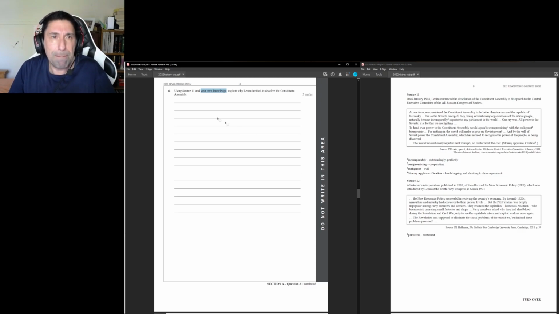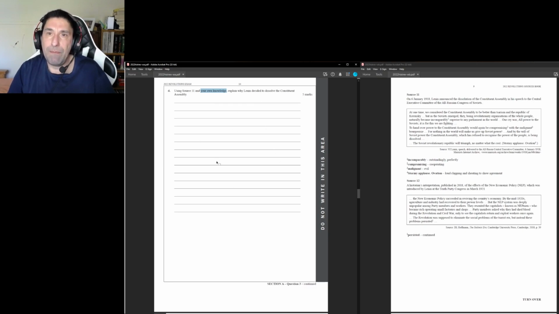For question D, you should be aiming for around 125, 150 words, which means you have your contention, you have a point or two about source 11, and this source is a written extract. So in your points about source 11, you have to quote directly from the extract, include that quote in your response, and then at least 1 or 2 points from your own knowledge, ideally a couple of points from your own knowledge about why Lenin decided to dissolve the Constituent Assembly. Okay?